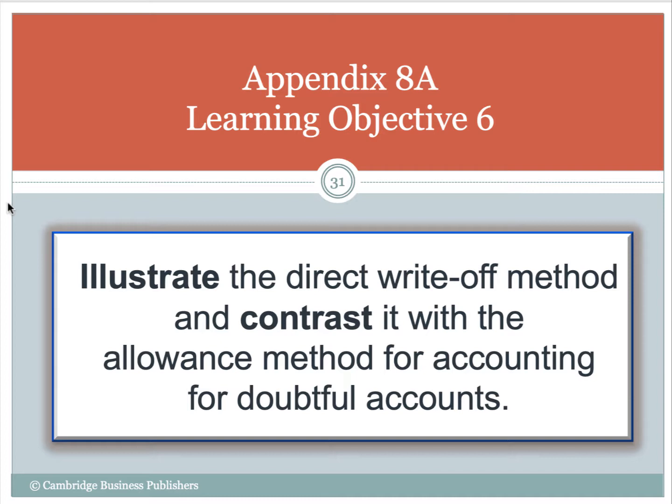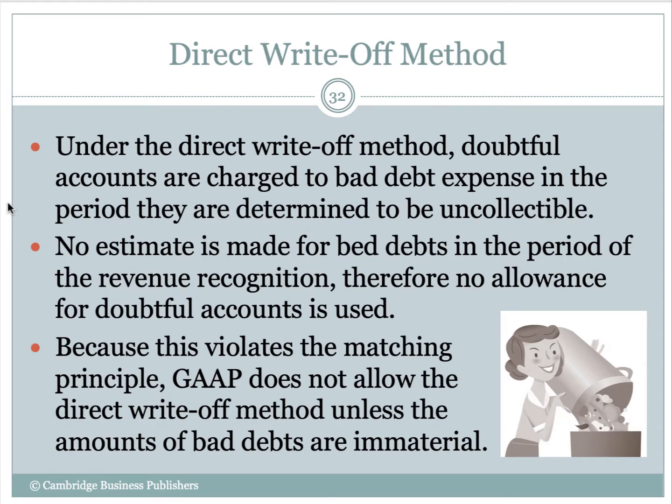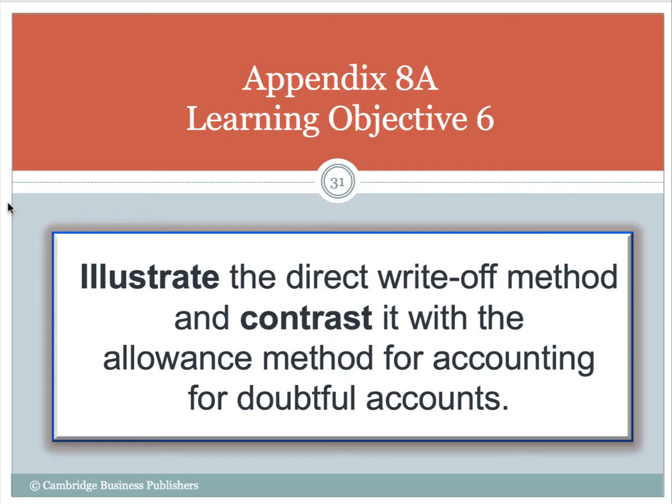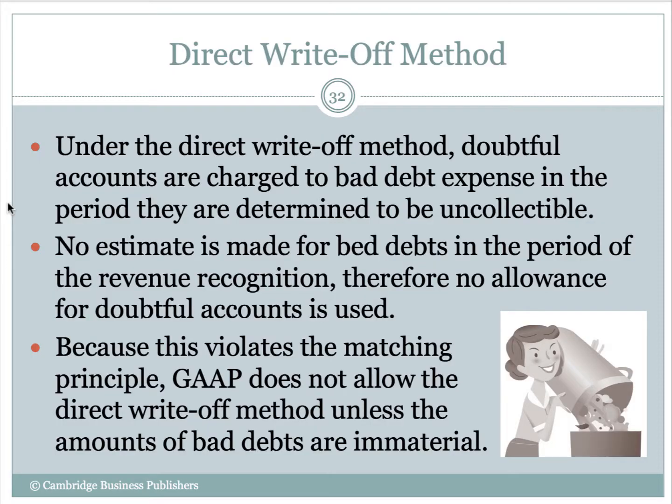Don't worry about the direct write-off method. Due to time constraints, we're going to stick with the allowance method. With the direct write-off method for bad debt, we don't have to estimate, and it violates the matching principle of GAAP. So GAAP doesn't allow us to use the direct write-off method, unless there's an immaterial amount of bad debt expense. We're not going to get into that. Don't even worry about it for now.